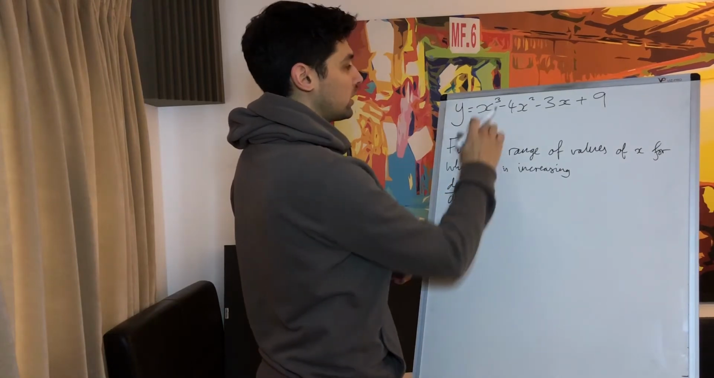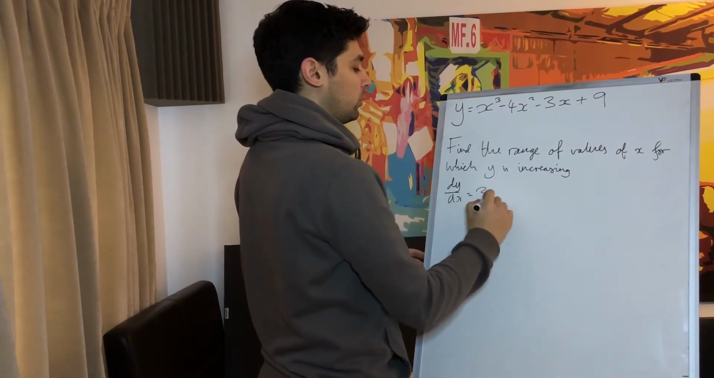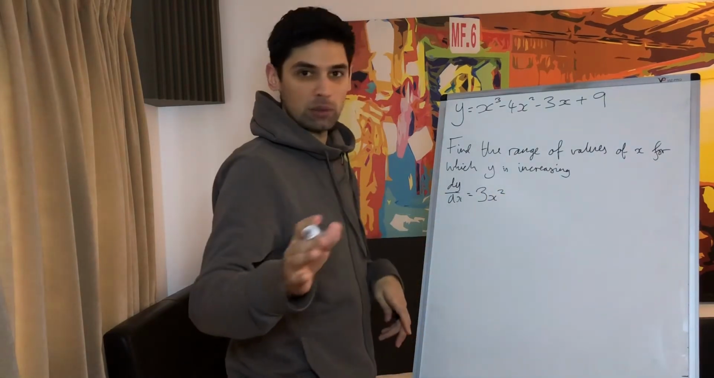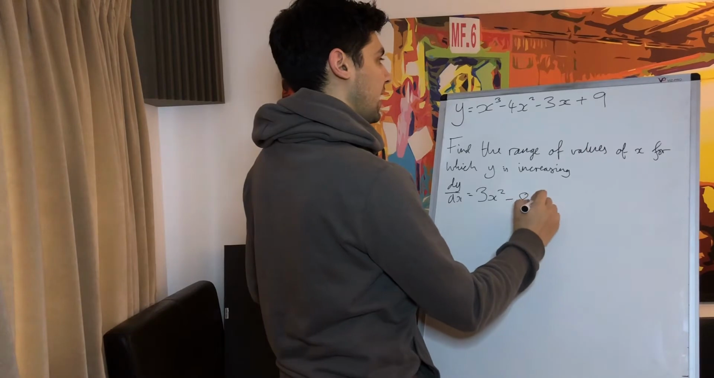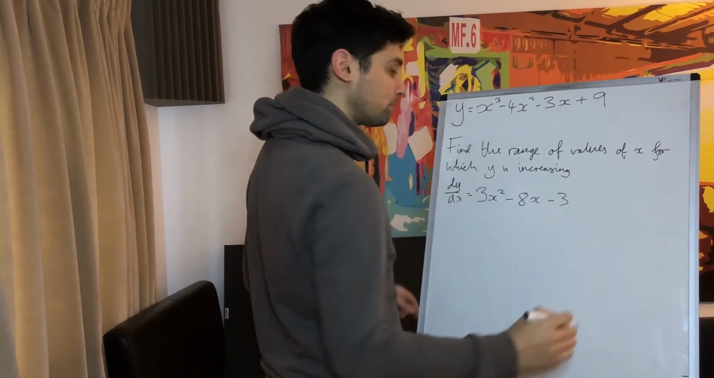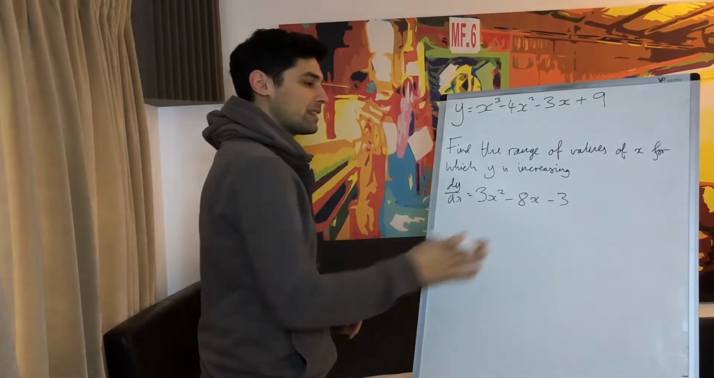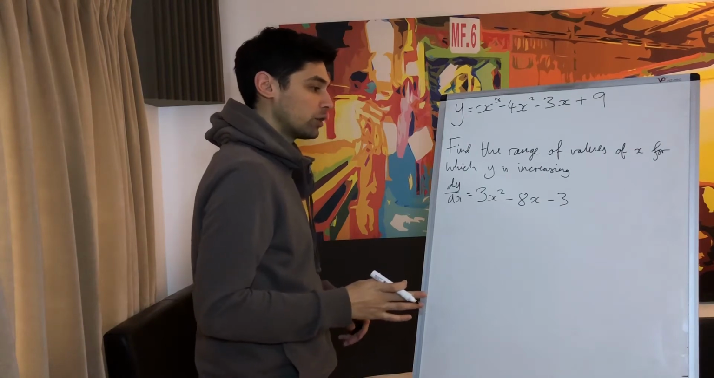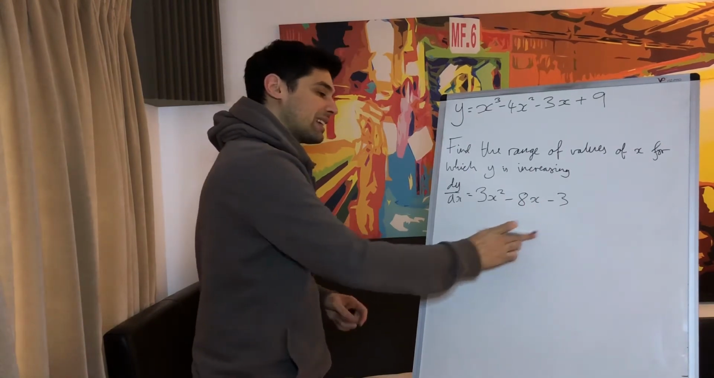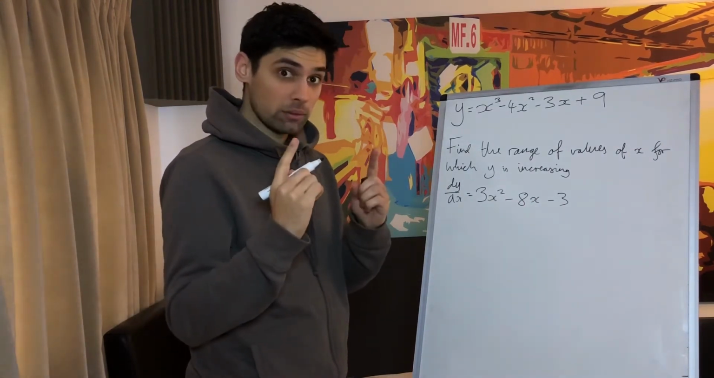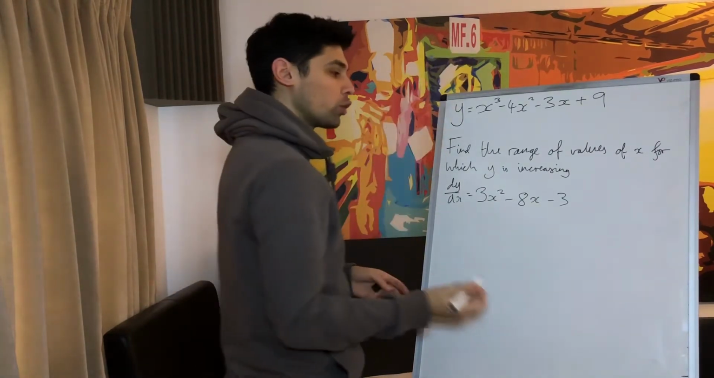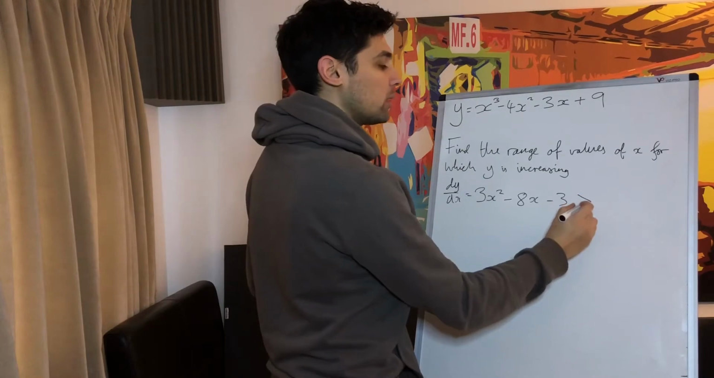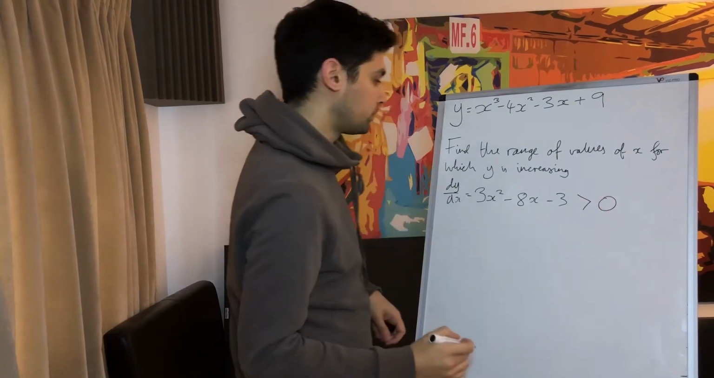So dy/dx is going to be 3x squared. I'm assuming you're up to speed with your differentiation now. Minus 8x minus 3. So that is the gradient function. We need to find when that is positive, because when the gradient is positive, y is increasing. So the way we would phrase that is larger than 0.